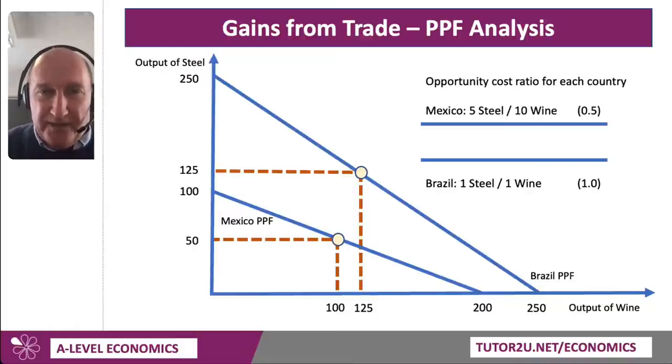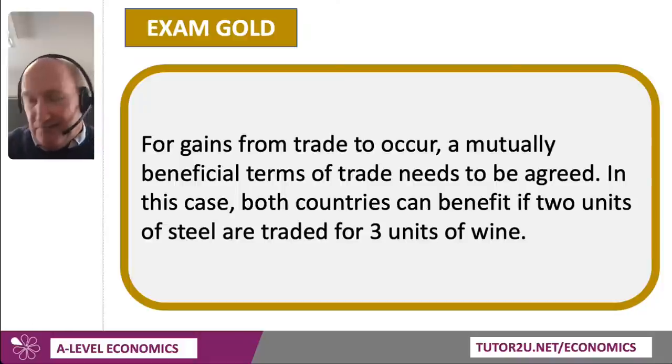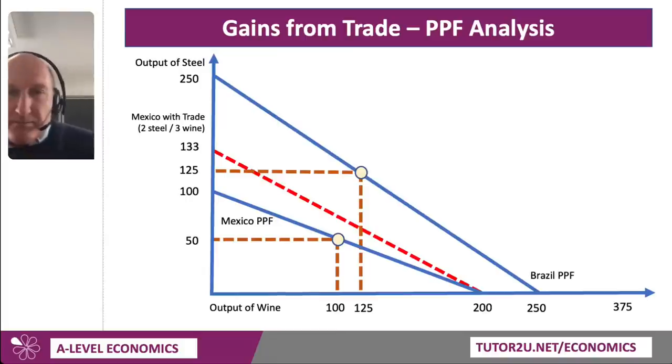So given that the opportunity cost ratio is 0.5 for Mexico and 1 for Brazil, there is a gap shown here on the slide. A ratio in between that gap will benefit both countries. If we move on to the next slide, for gains from trade to occur, countries need to agree on mutually beneficial terms of trade. In this case, both countries can benefit if 2 units of steel are traded for 3 units of wine. Okay, let's go back to our diagram.